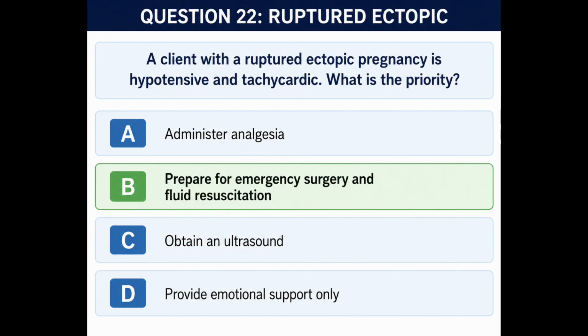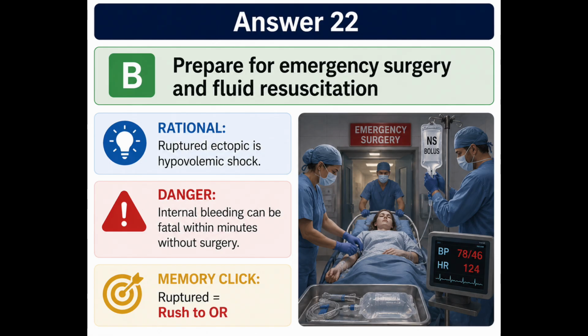Question 22. Ruptured ectopic. A client with a ruptured ectopic pregnancy is hypotensive and tachycardic. What is the priority? A. Administer analgesia. B. Prepare for emergency surgery and fluid resuscitation. C. Obtain an ultrasound. D. Provide emotional support only. Answer: B. Prepare for emergency surgery and fluid resuscitation.